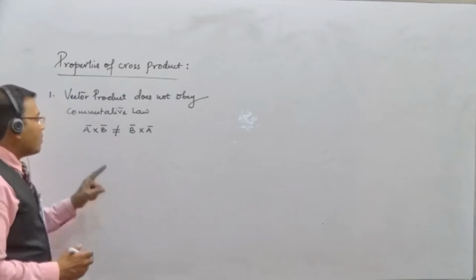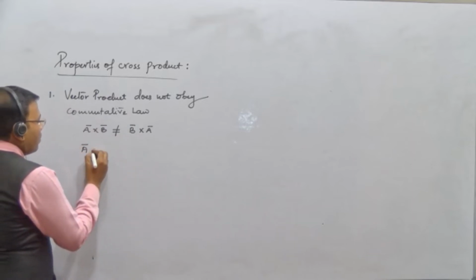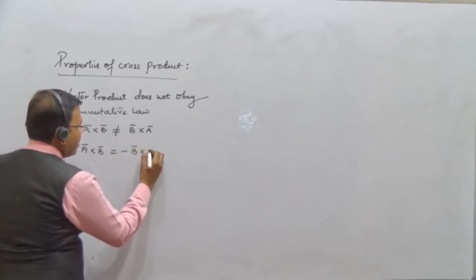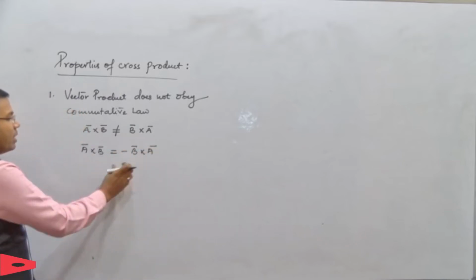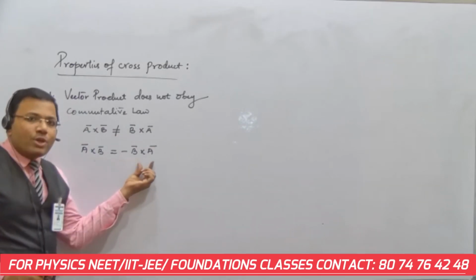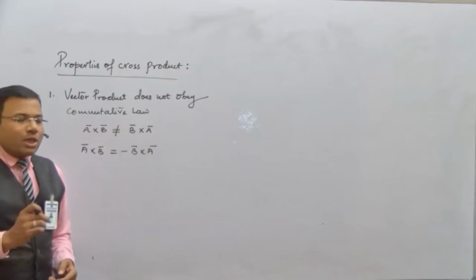So here we will see, beta, if these two are not equal, then what will this be equal to? A cross b will be equal to minus of b cross a. So this is equal to minus of b cross a. If you just write b cross a, then it does not obey the commutative law. Okay?